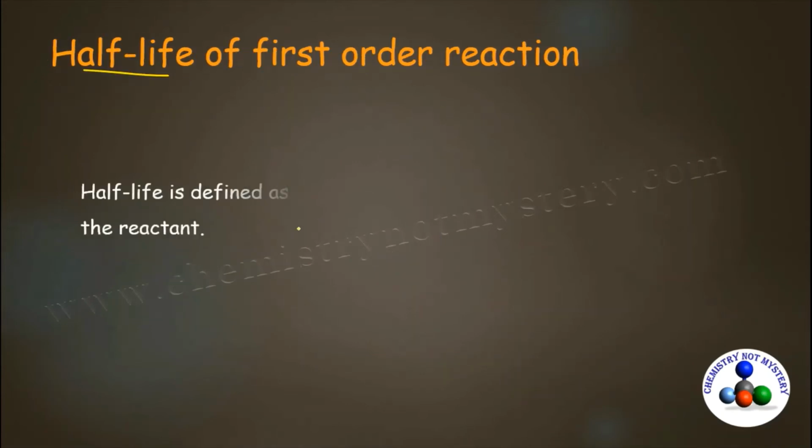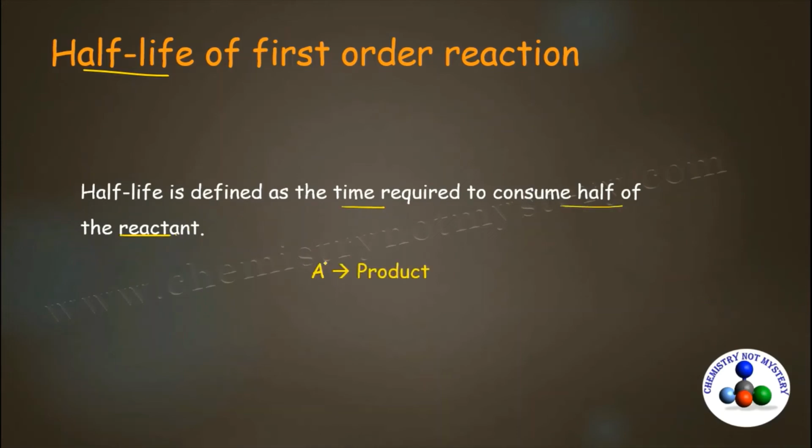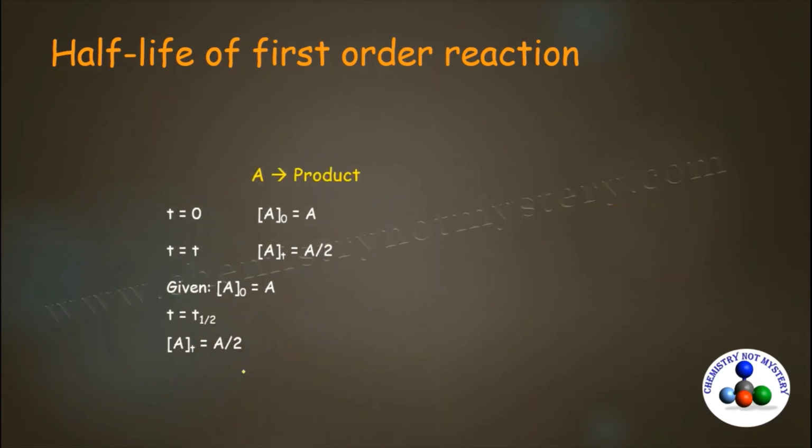Now come to the half-life of the first order reaction. Half-life is defined as the time required to consume half of the reactant. For example, there is a reaction in which A reactant converts into product. When we just have started the reaction, that means when t is equal to 0, initial concentration of reactant is equal to A. But the time when half of the reactant has consumed, that means only half of the reactant is remained. That means At is equal to A by 2. This time can be represented by t half.